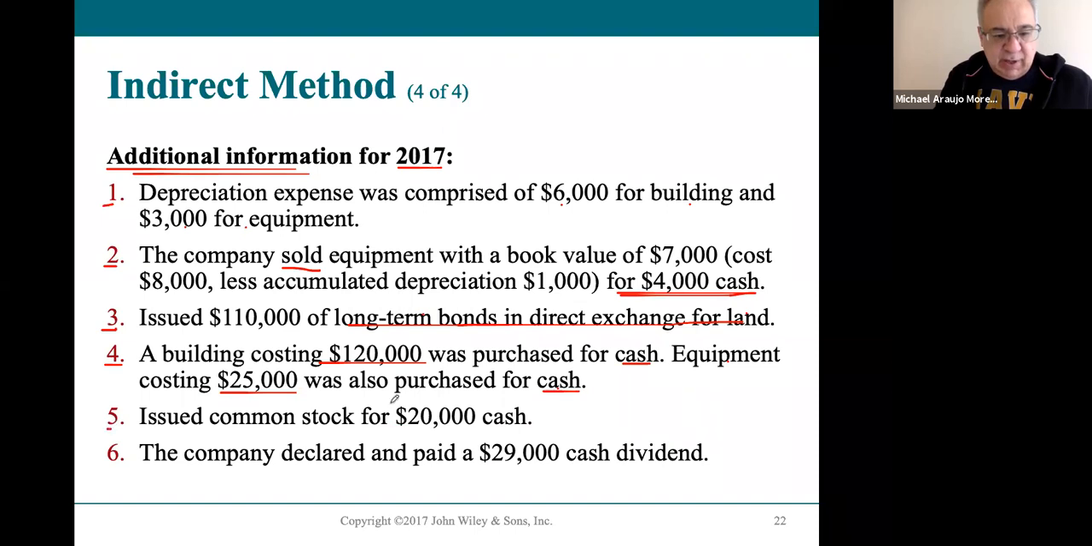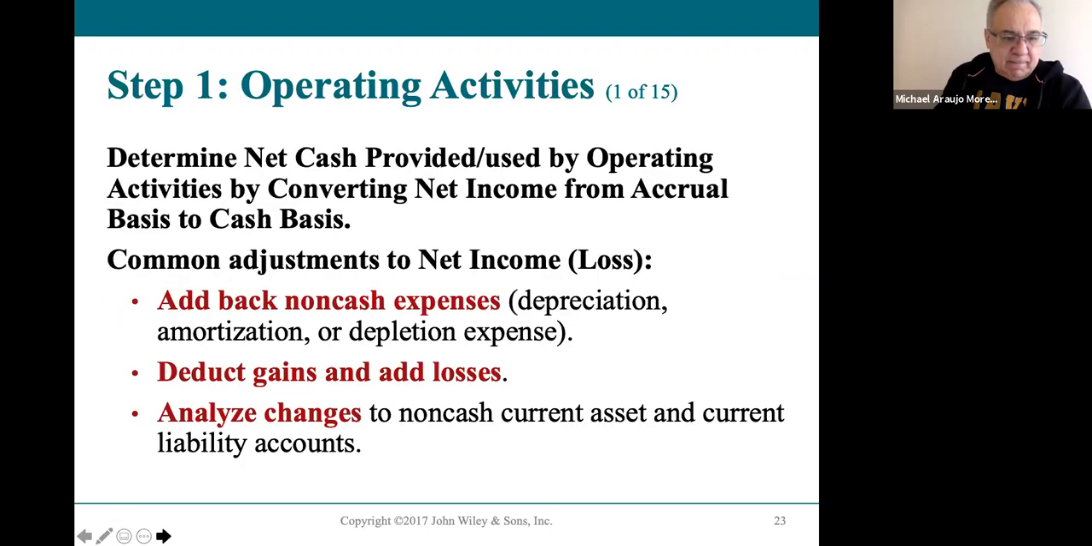Fifth thing we need to know is that we issued common stock for cash. So we received $20,000 for common stock. We also paid $29,000 cash dividend. So we used cash for dividends here. So with all that information, now we can start preparing our cash flow statement with step one.